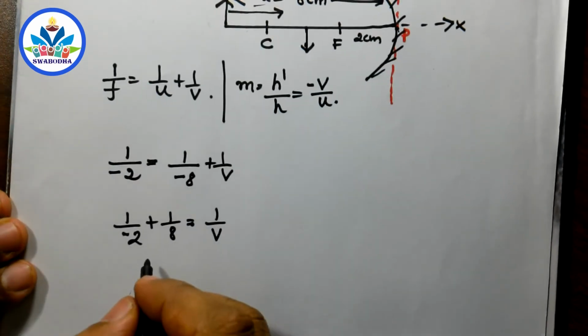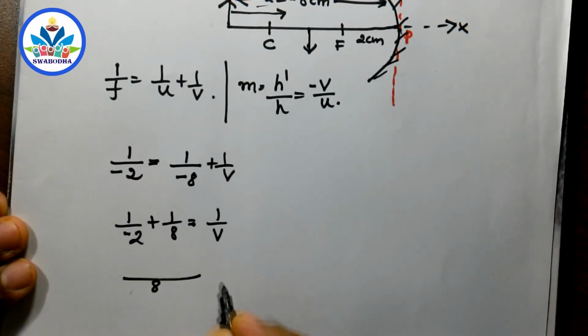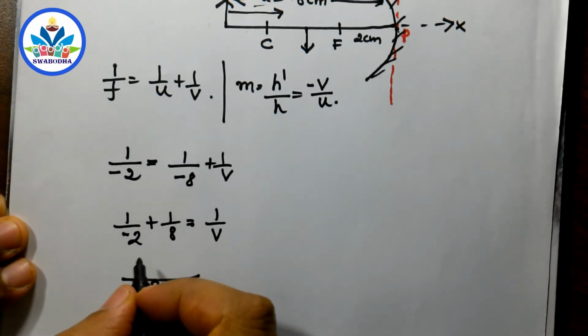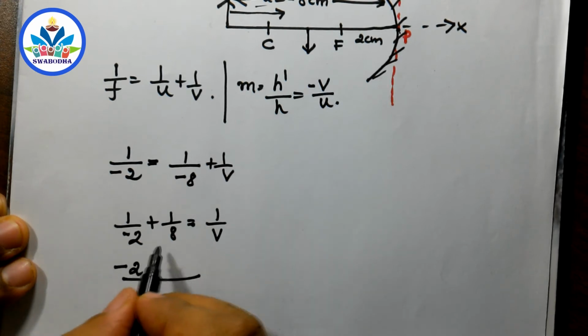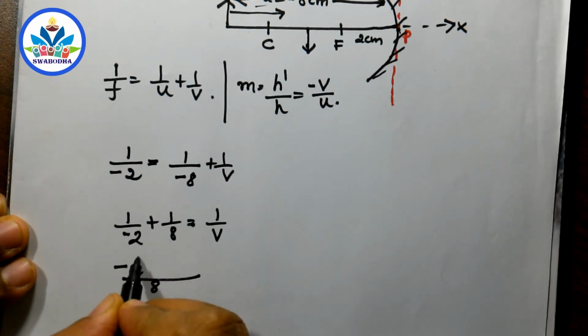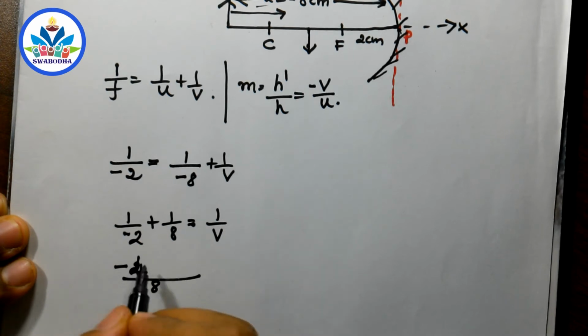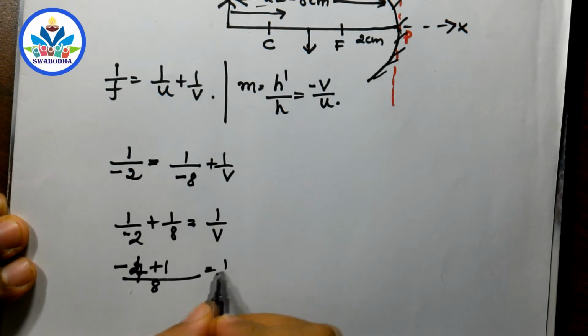So I will take 8 as common denominator. No calculator required here. Only brain is enough. Minus 2. So if you have brain, use it. Plus, oh no. These 2 4s are, so minus 4 and 8 ones are plus 1. That is equal to 1 by V.